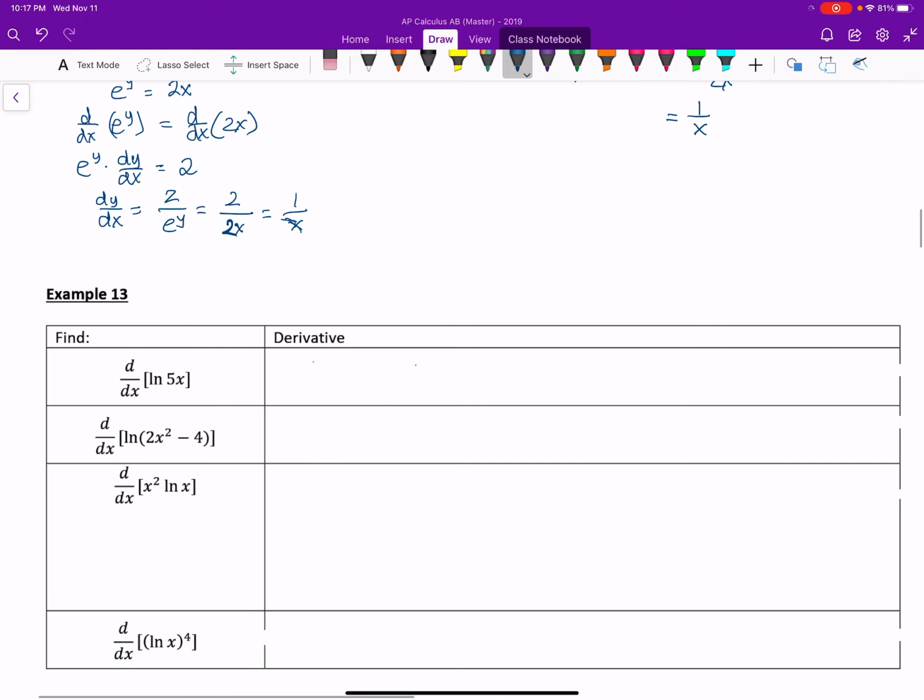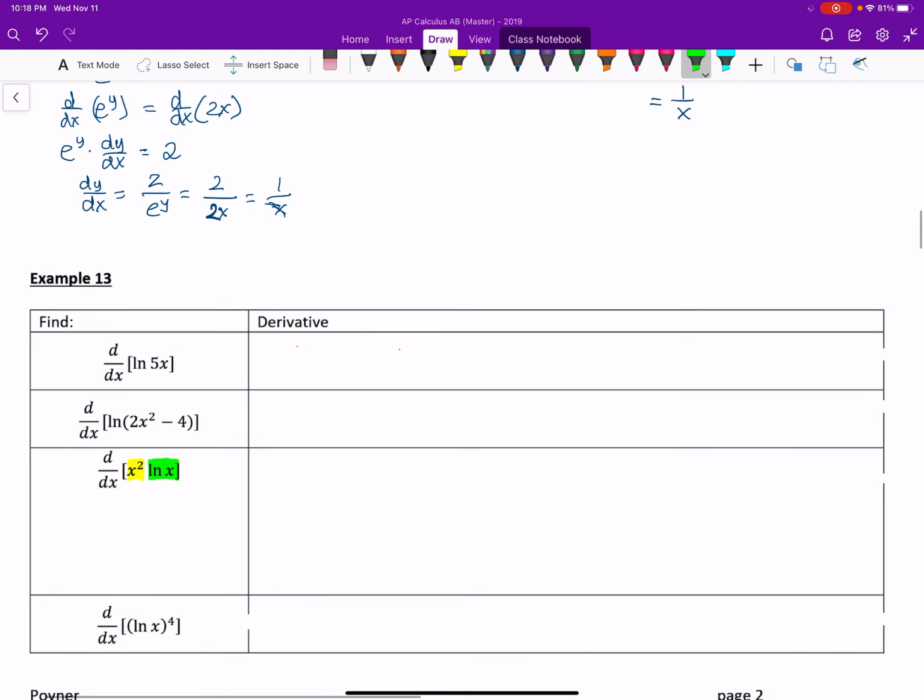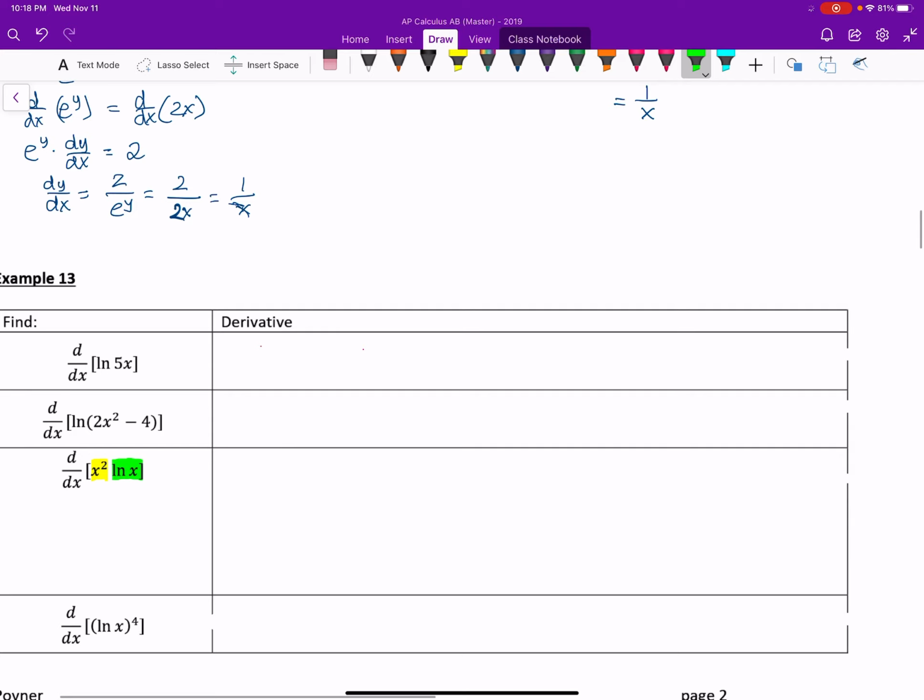The only thing I want to point out is to be really careful, because the third one here is a product rule. So I want you guys to try this on your own. Obviously, I'm hoping you're going to use the rule for natural log to do this. Pause the video and then you can check your answers. Pause now.